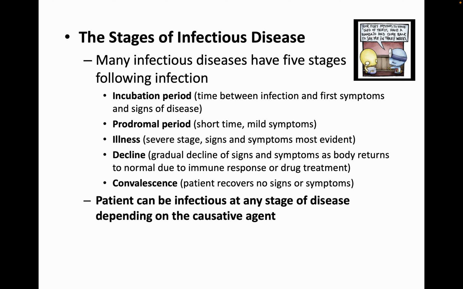Decline comes next. This is a gradual decline of signs and symptoms as the body returns to normal function due to either immune response or treatment. And the 5th stage is convalescence. This is when a patient recovers, they have no signs or symptoms at this point. Patients can be infectious at any stage of the disease, depending on the causative agent.